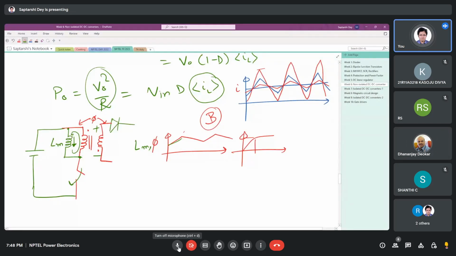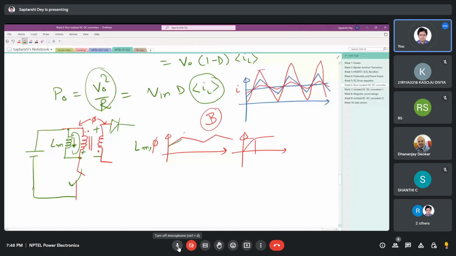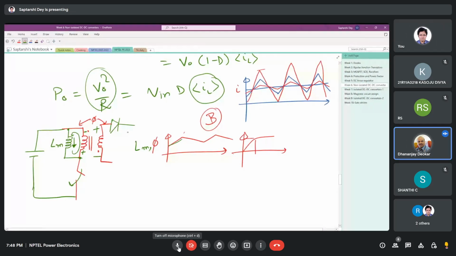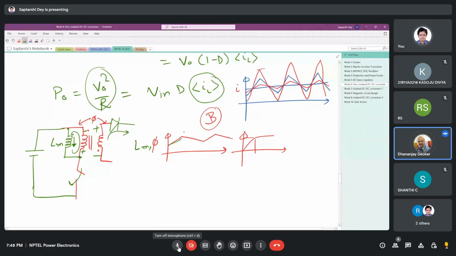So the dot terminal will now have minus, and the undotted terminal plus. That is reflected like this, and this diode will start conducting when you open the switch. That is why resetting the core is not necessary in the flyback.